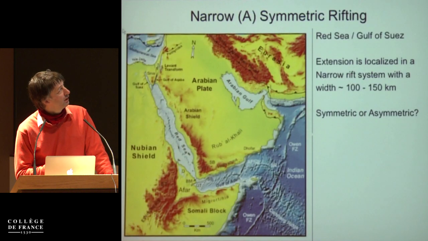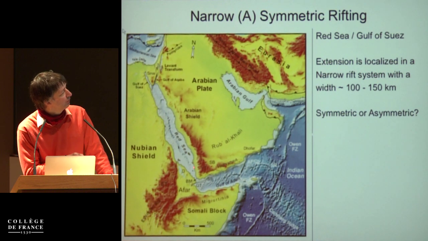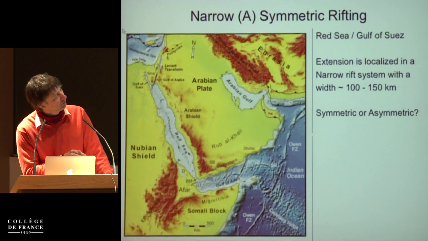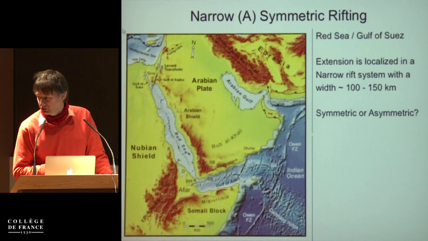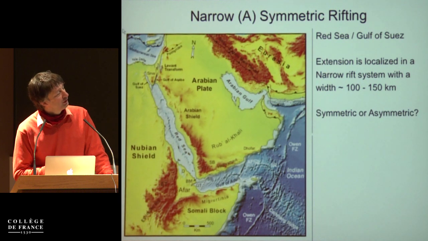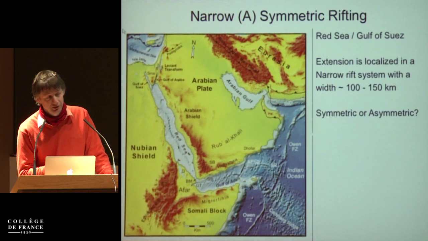Here is one very well-known system, the Red Sea Gulf of Aden-Afar triangle. In the Red Sea, we have a typical example of a very narrow rift. Extension is localized over a width of about 100 to 150 kilometers, and we classify this as narrow because the width is about the thickness of the lithosphere. So it's a very efficient localizing rift system. We do not really know if this is symmetric or asymmetric, but it's definitely very narrow.